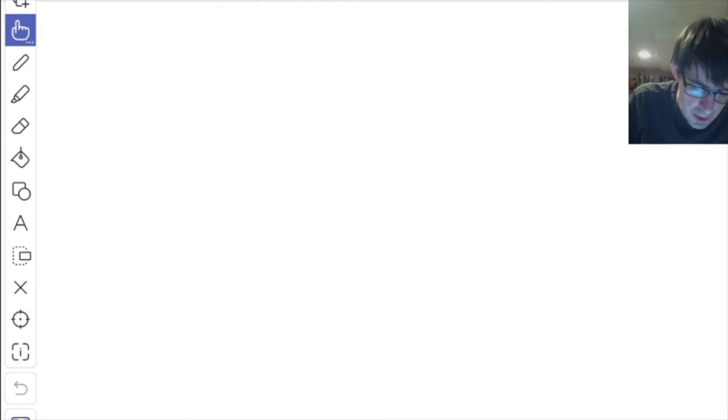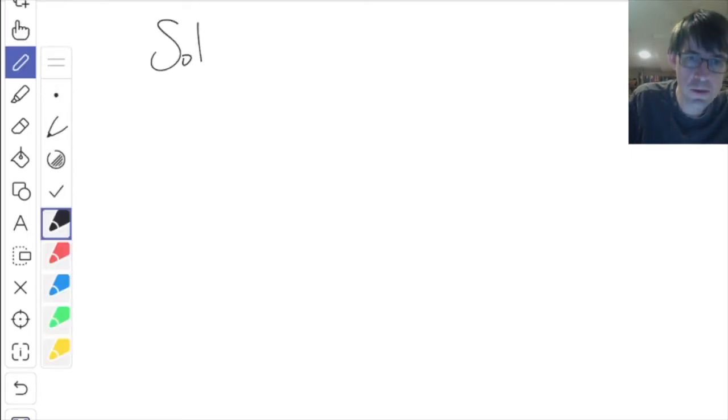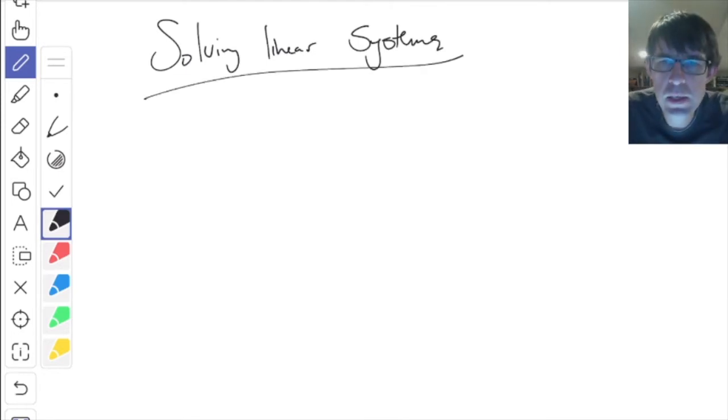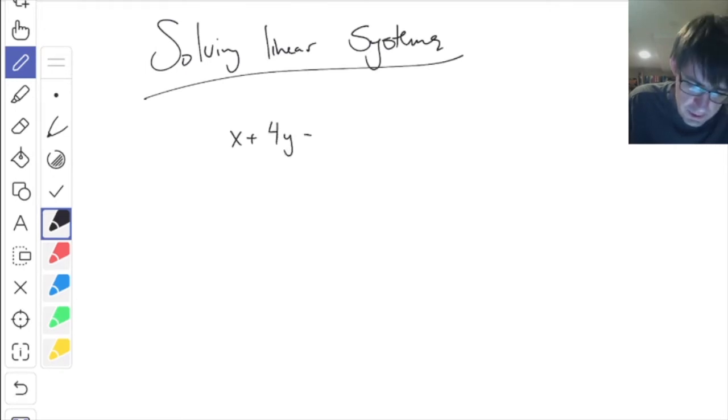So let's start with, how about solving linear systems? This is the sort of basic thing that linear algebra grew out of, and a lot of the stuff we do in linear algebra is based on the basic concept of solving a system of linear equations. So here is an example.